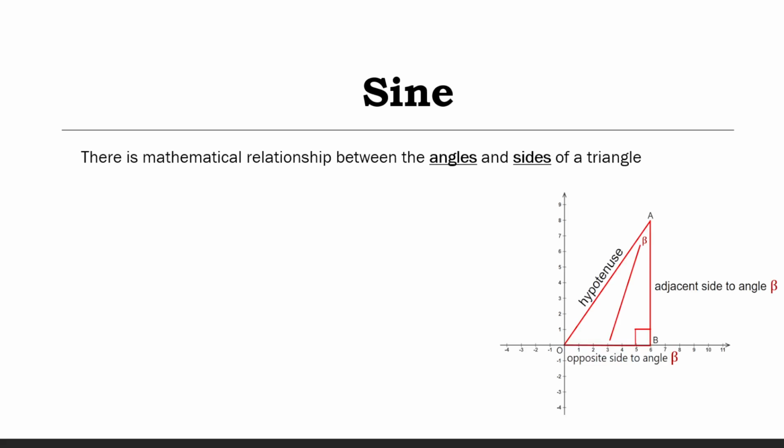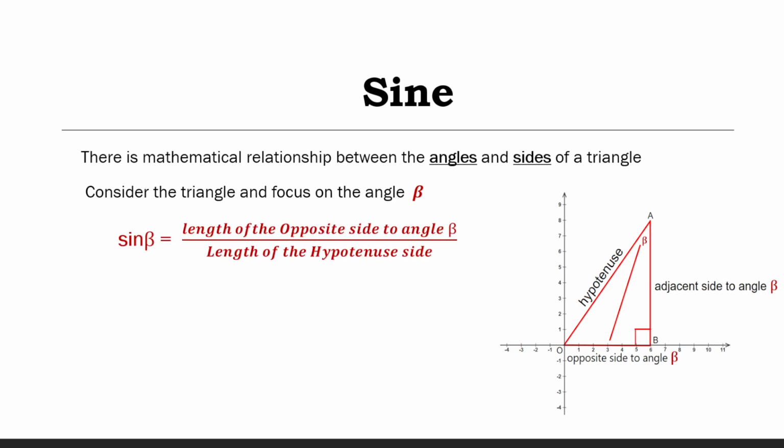The same can be done focusing on sine beta. Sine beta is defined as the opposite side to angle beta divided by the length of the hypotenuse side. And in short, that gives us sine beta is equal to OB over OA. And OB can be made the subject of the formula, which becomes OA times sine beta.